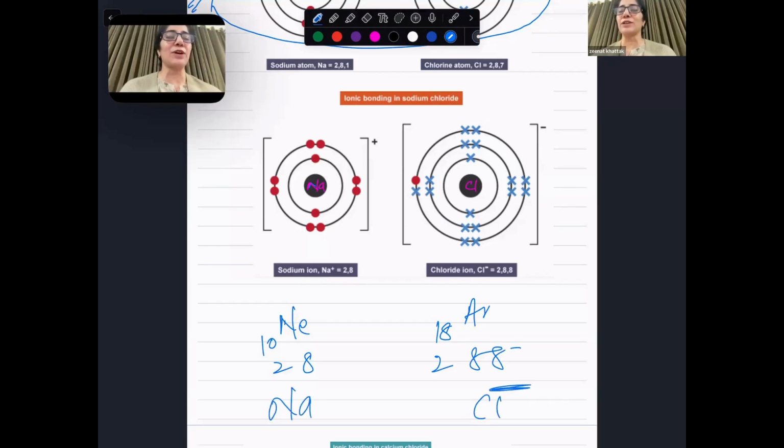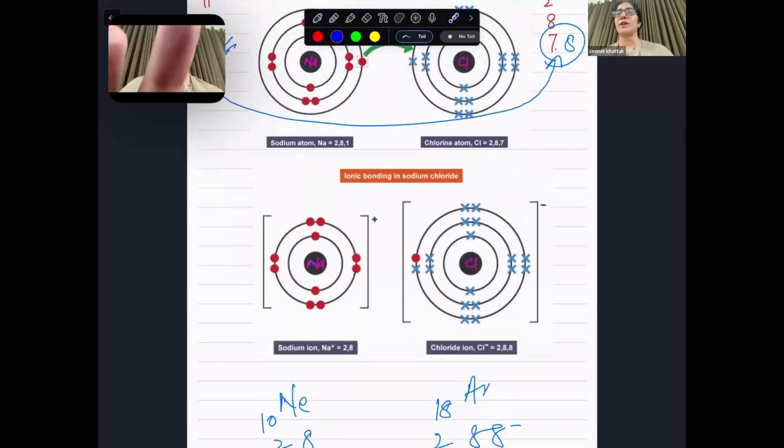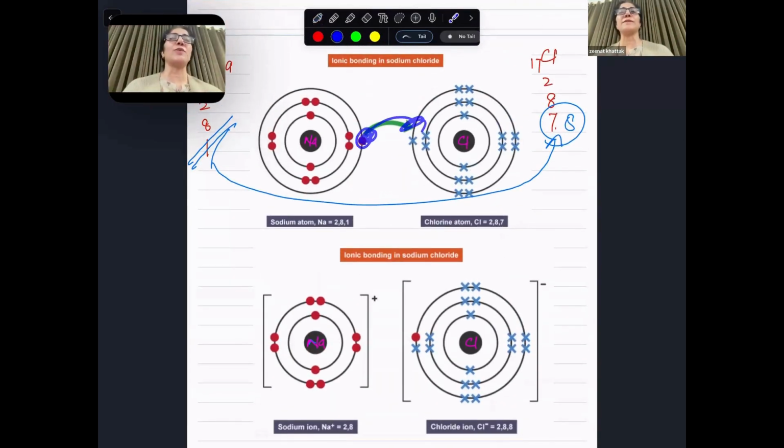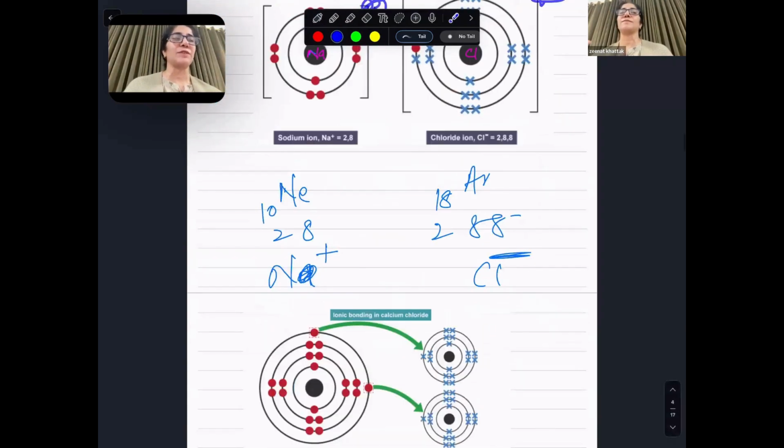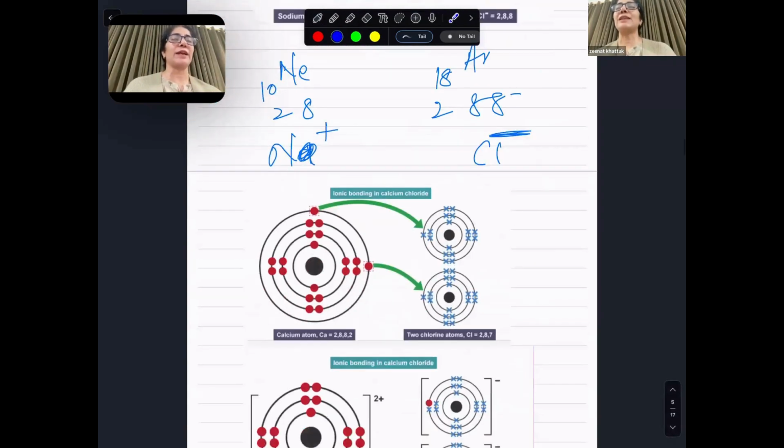Na becomes like what? Neon. Na plus becomes like neon. It loses 1, it gains 1. Right? So it becomes plus 1. It becomes minus 1.